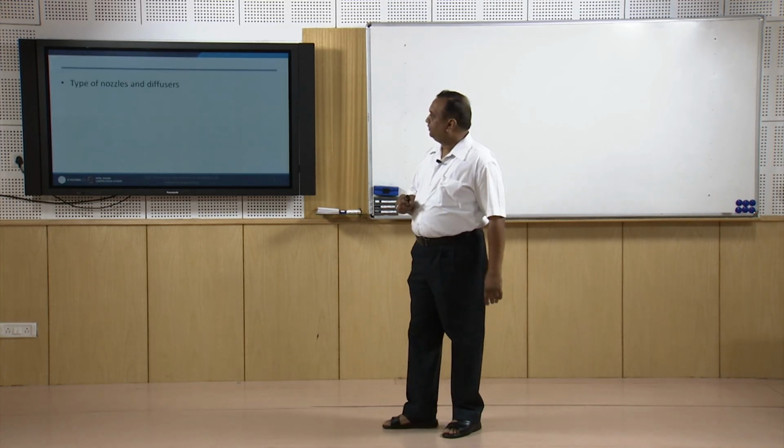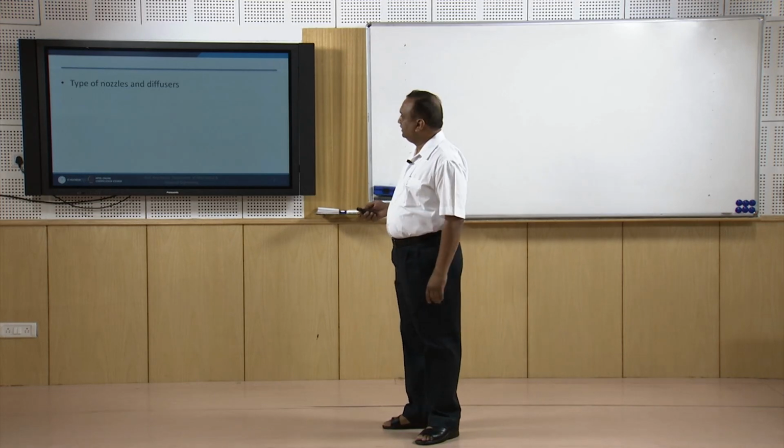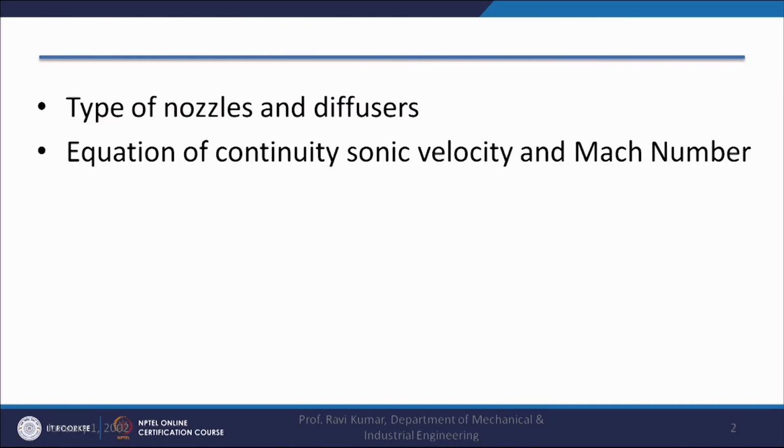First of all, we will take up types of nozzles and diffusers, then the equation of continuity, sonic velocity and Mach number in case of nozzles and diffusers, then the momentum equation. Now let us start with the nozzle.